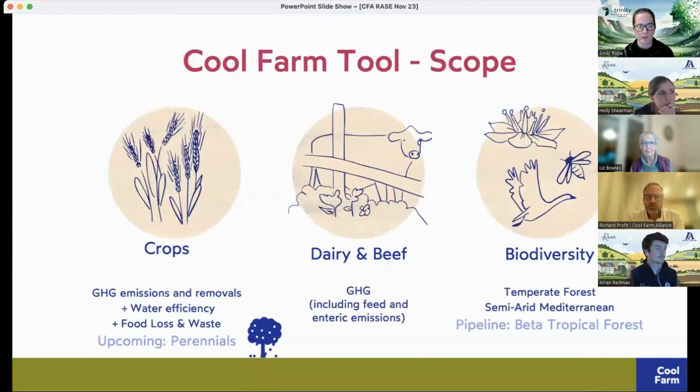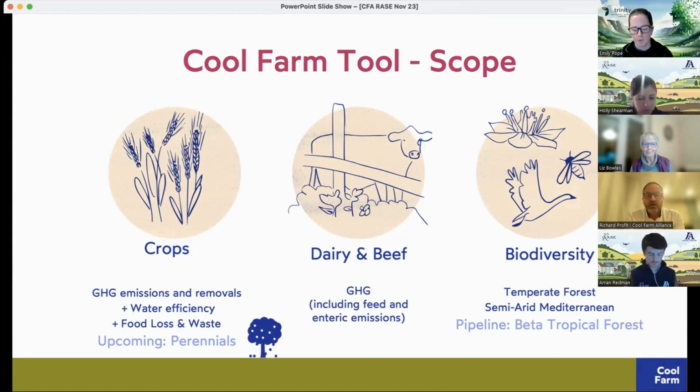The scope of the Cool Farm Tool has evolved and been built over the 15 years that it's been in existence. We cover a broad range of crops and cereals, and fruit and other vegetables, both from a greenhouse gas emissions and removals perspective for sequestration. We also cover metrics around water efficiency and food loss and waste. We also have a new perennials pathway coming through in the next few months, which will cover apples and citrus and the like.